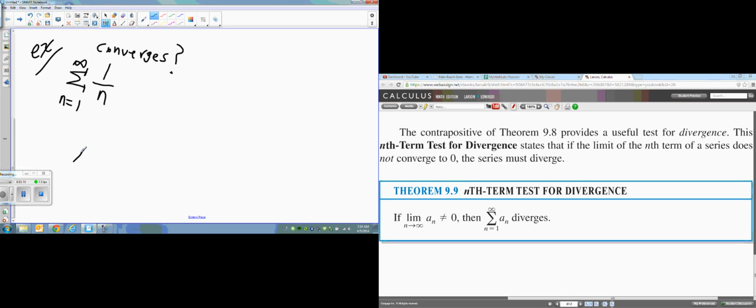What we want to do is take the limit as n approaches infinity of 1/n. And this limit turns out to give you 0. All right, well, the nth term test for divergence only applies if the limit as n approaches infinity of a_n is not equal to 0. In this case, I get something that is equal to 0. Therefore, the test fails. This test is inconclusive.